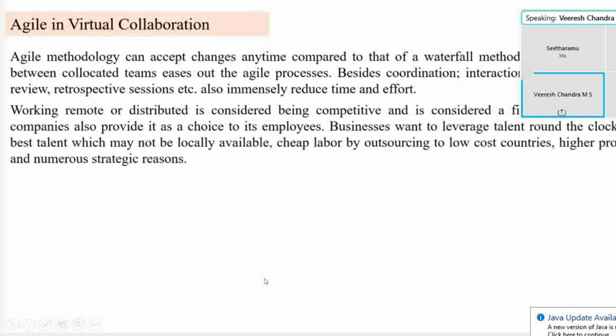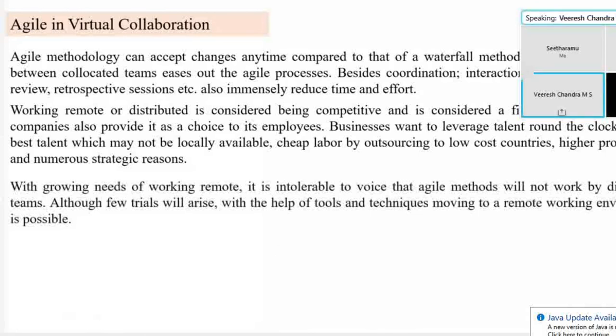mental thoughts tell us. Because it is agile methodology which we are adopting, and changes are there every now and then, the changes will be adopted. So is it really possible, working remotely and implementing this agile methodology?